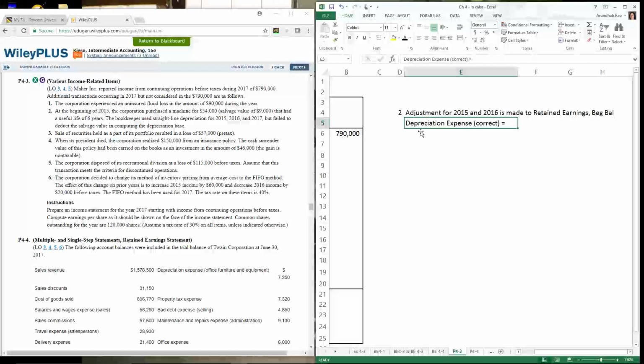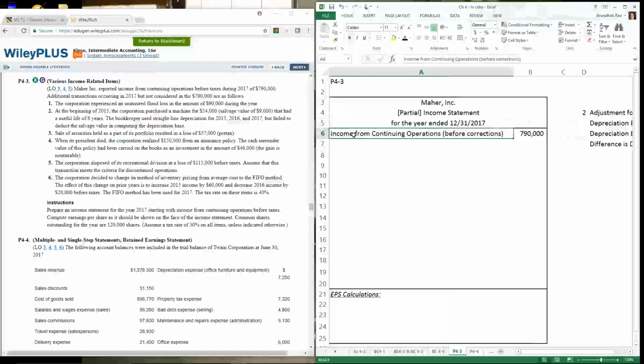Depreciation expense should have been calculated as $54,000 minus $9,000 divided by 6. I've written the formula up over here, and that should have been $7,500. What was done incorrectly? We forgot the $9,000 and did $54,000 divided by 6. So we depreciated in 2015, 16, and 17, $9,000 instead of $7,500. So did we under or overstate depreciation expense? We overstated. So the difference is that overstatement, that $1,500.